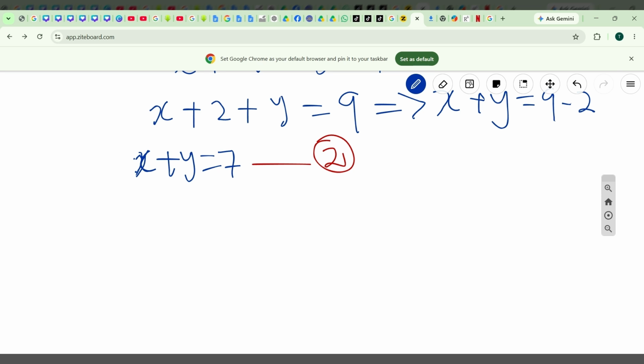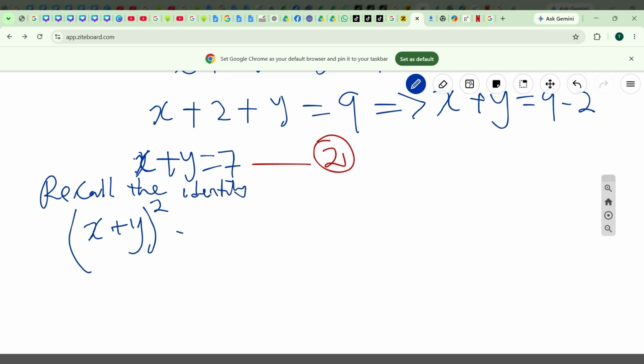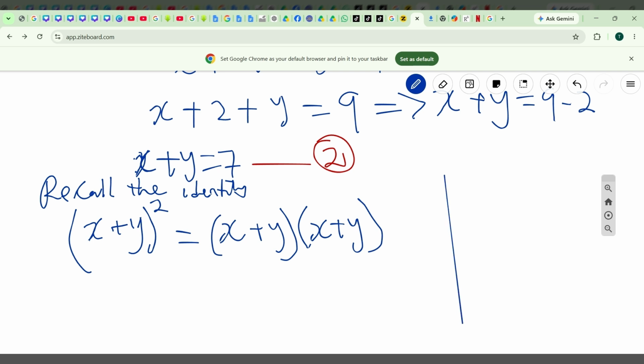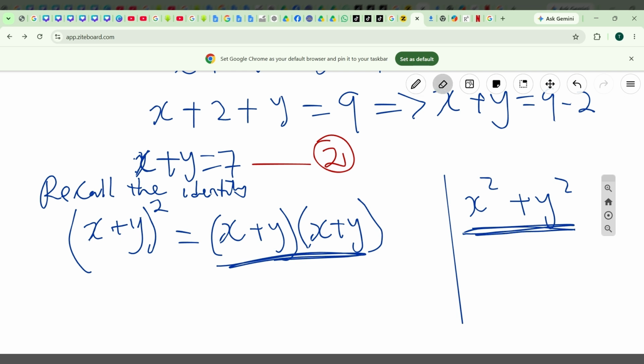Now recall the identity: if you have x plus y all squared, what does this mean? This simply means x plus y times x plus y. We just need to open up that bracket, because this is the only way we can get x squared plus y squared. That's why I'm introducing this identity.